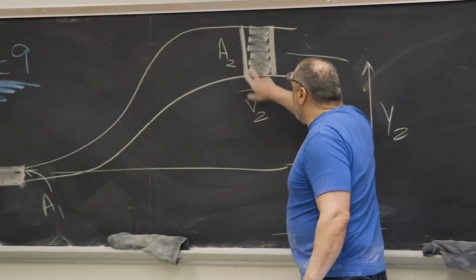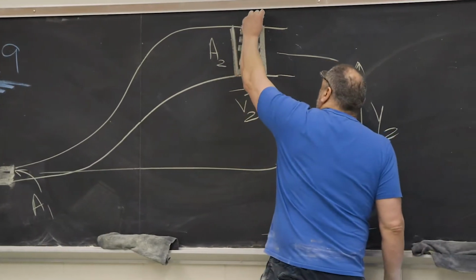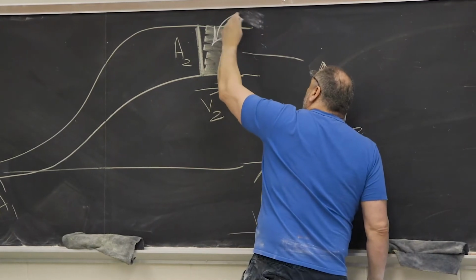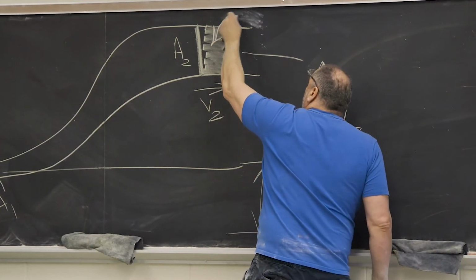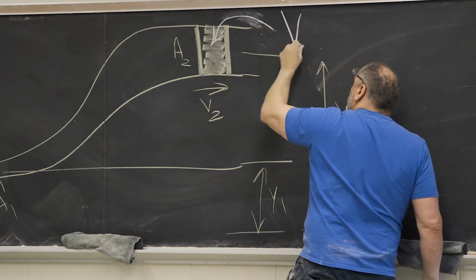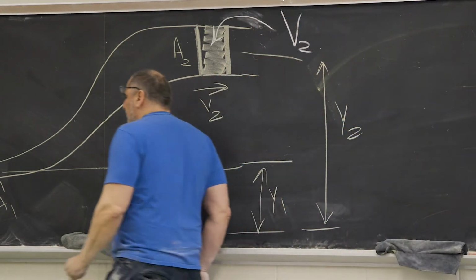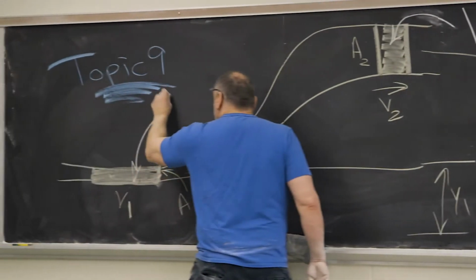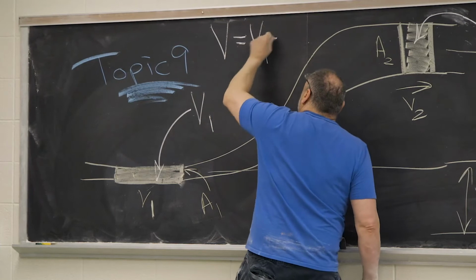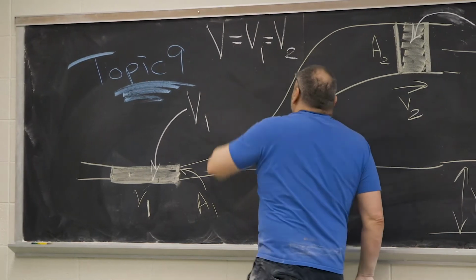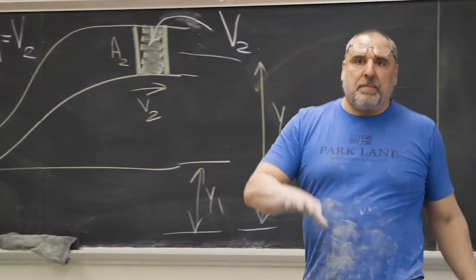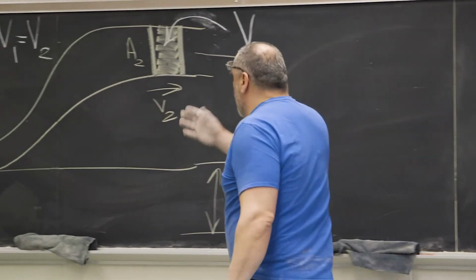This volume right here, I probably confuse you more than I help you in that one. That volume right there is capital V2. This volume right here is capital V1. And it's the same volume for a given period of time. For any given period of time, the same volume is going through the pipe. Whatever goes in comes out.